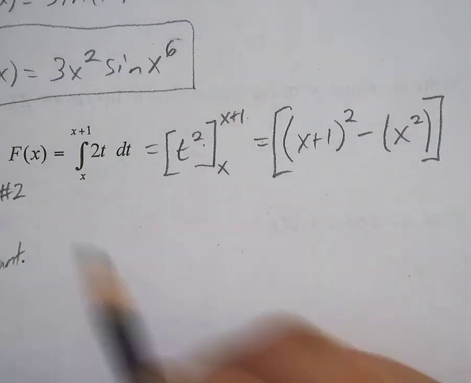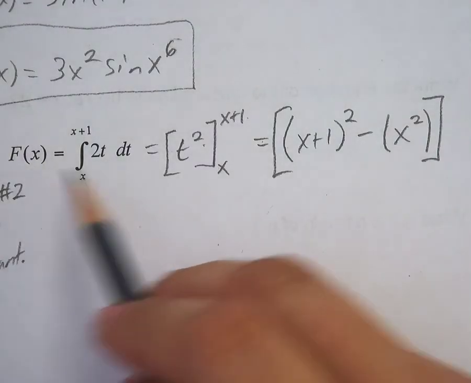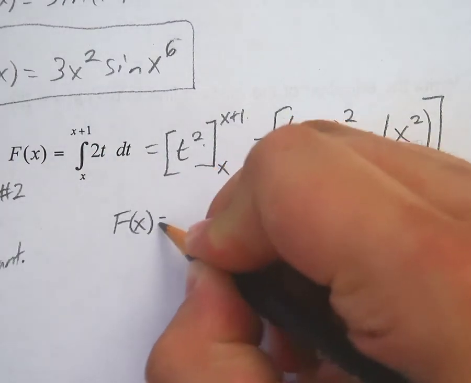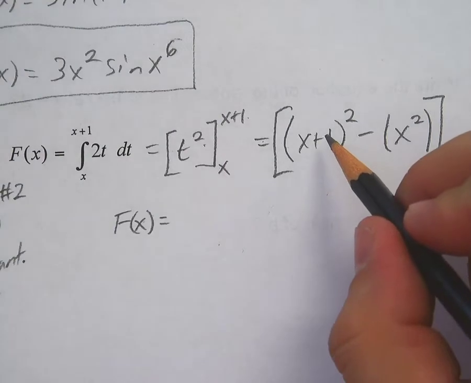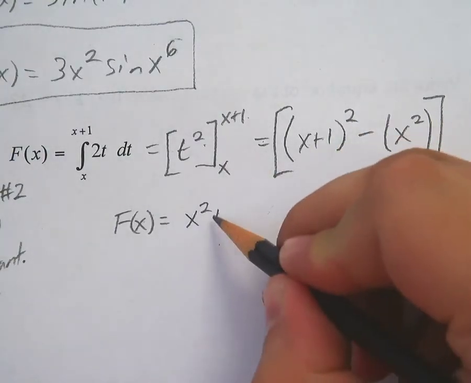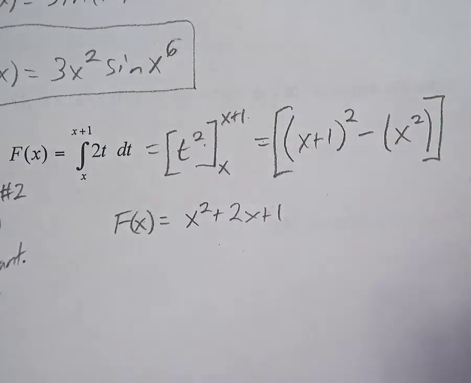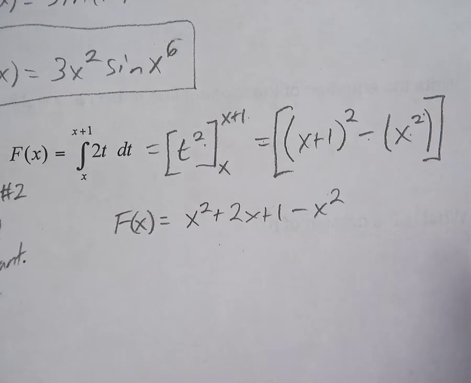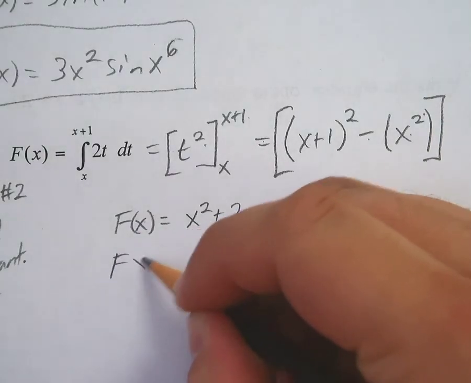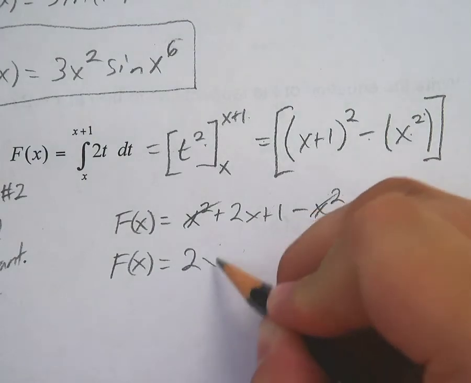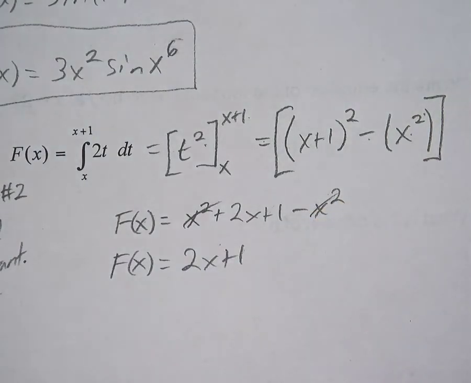And I'm going to have to come up with what f of x is first. Let's simplify this and figure out that f of x, capital F of x here, x plus 1 squared is x squared plus 2x plus 1, and then minus x squared. So capital F of x is, these two will go away, 2x plus 1, right?